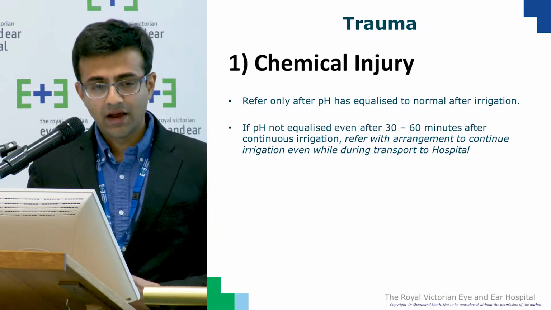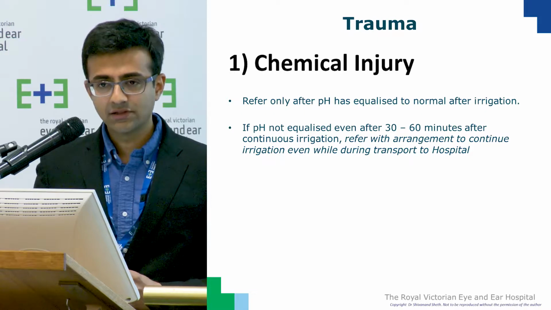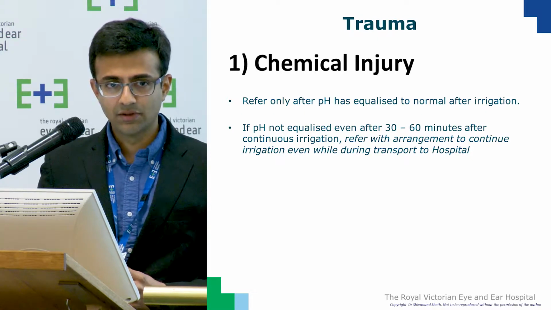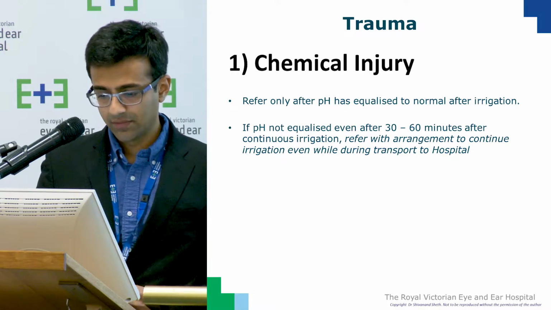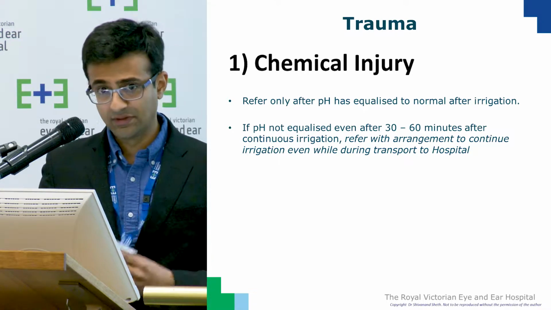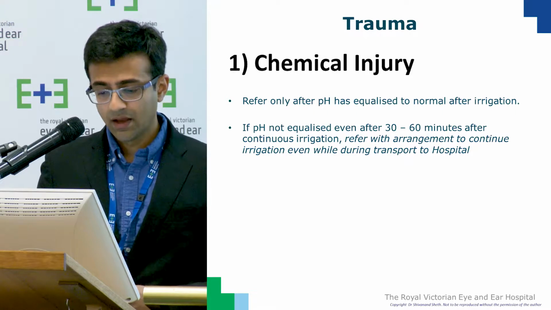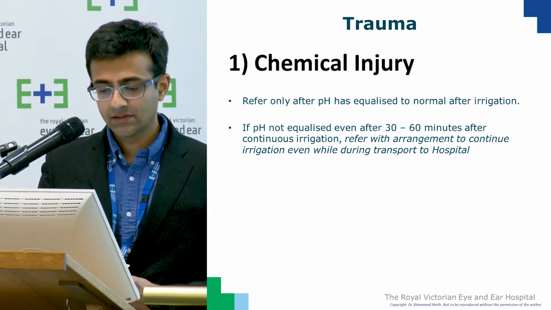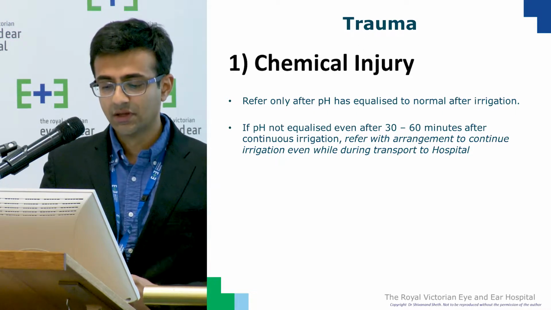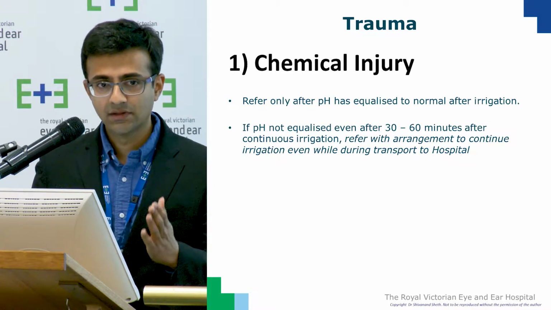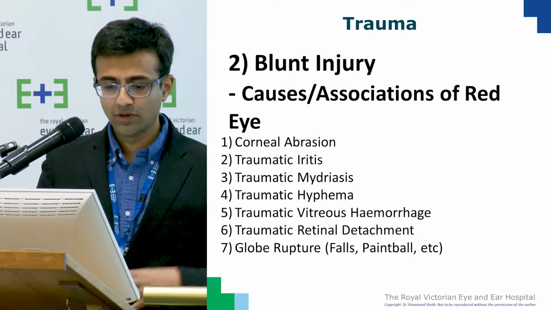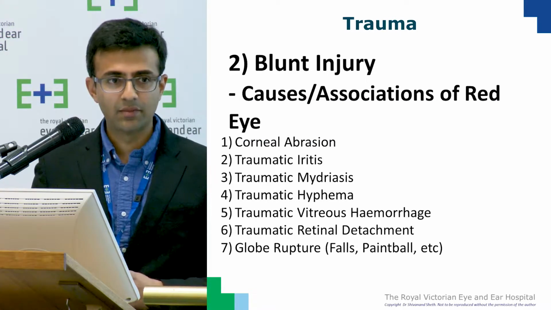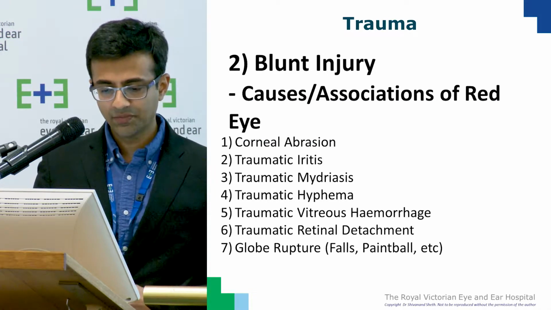So refer ideally only after the pH has equalized to normal after irrigation, because if there's a break in irrigation, it's not good. And even if the pH has not equalized after 30 to 60 minutes of irrigation, then you need to transfer them to us while they're being irrigated along the way. Okay, so in an ambulance, or just get someone, a family member or relative, to constantly irrigate them.